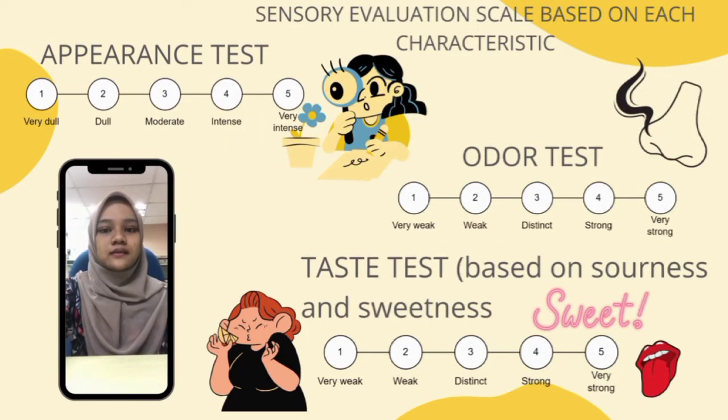So here is the scale of each characteristic that we wanted to observe from our respondents. For the appearance test, the purpose of this test is for the respondents to observe the difference in color of the samples from A to D. For the odor test, the respondents need to smell the samples and decide and arrange which sample has a strong odor compared to others. Last but not least, for the taste test, the respondents need to taste the samples and decide which sample is more sweet or more sour and give the samples rates according to the scales provided by our group.